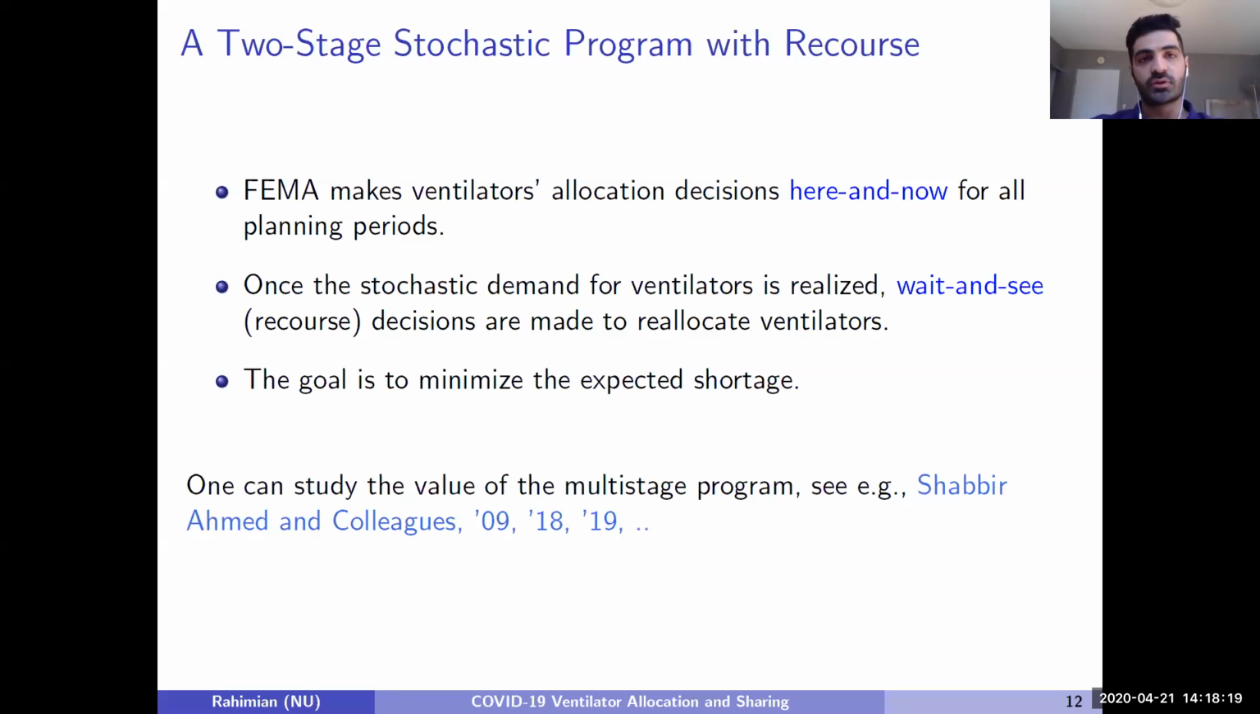Of course, because I'm doing an approximation, one should ask, what's the value of the multi-stage program in this setting? You can theoretically investigate that, and you can also look for works in the literature, such as the work of Shabir and his colleagues.